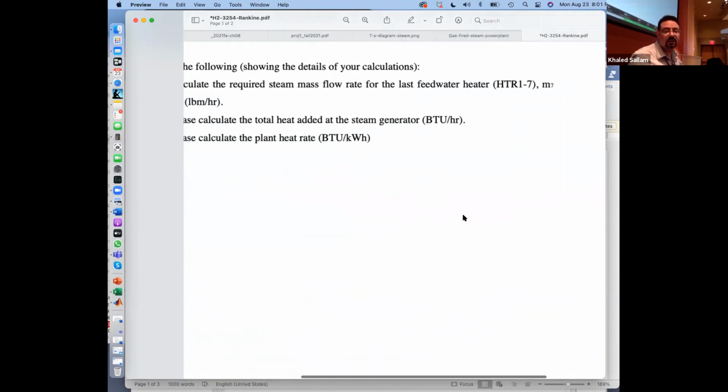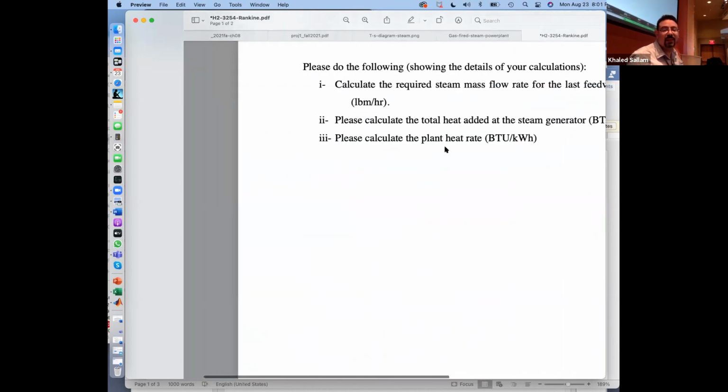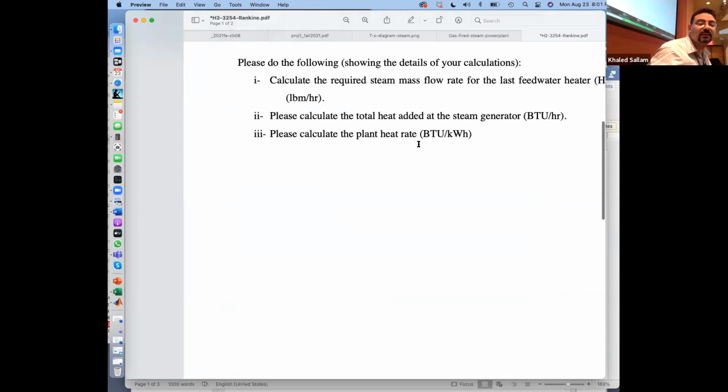Third part, the hardest part. Please calculate the plant heat rate. What is that? I didn't say that. The heat rate is the opposite of the efficiency. What's the efficiency? I can't hear. Work over Q. Work net over Q added. The heat rate is Q over work.